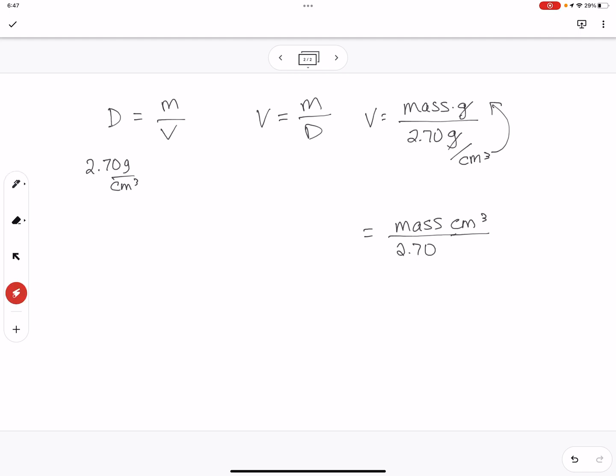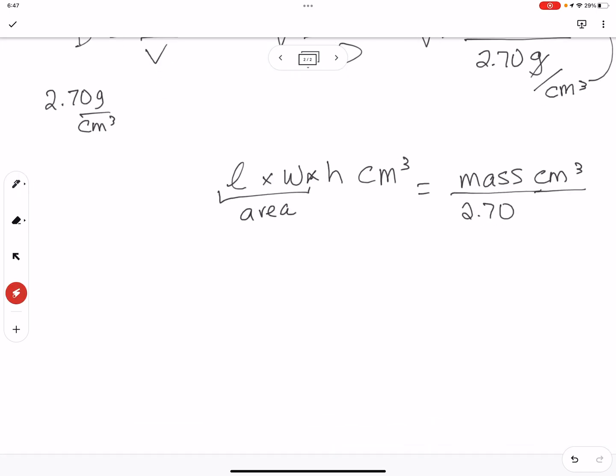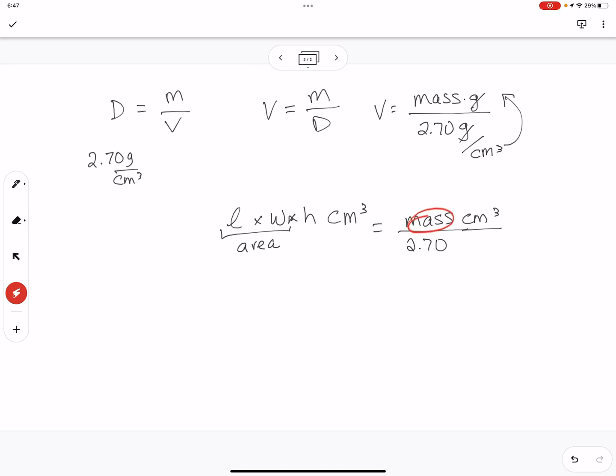And what's V on this side? Well, it's length times width times height, right? So length times width times height in cubic centimeters, right? Now we know this as your area, right? So it becomes some kind of a value times h, the height, in cubic centimeters, right? And now this is a number, that's a number, so the only unknown is h, and you just need to solve for that h, right?